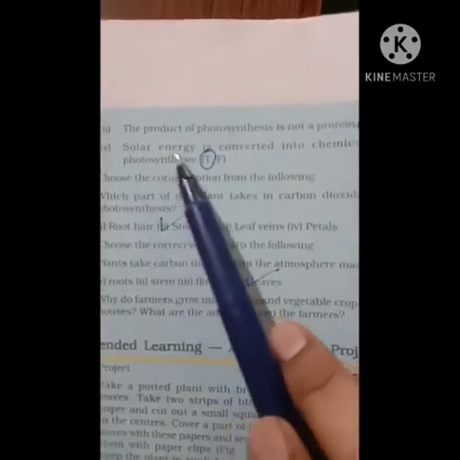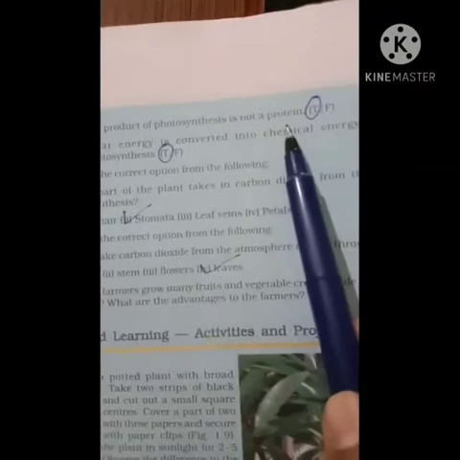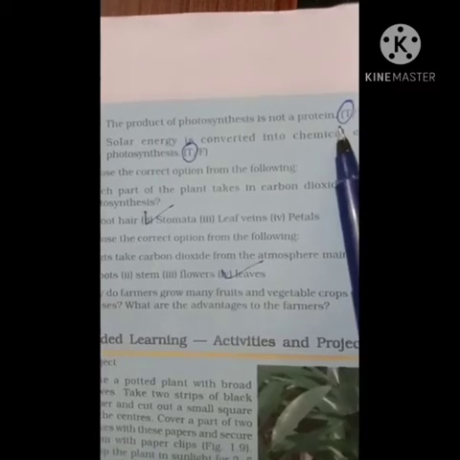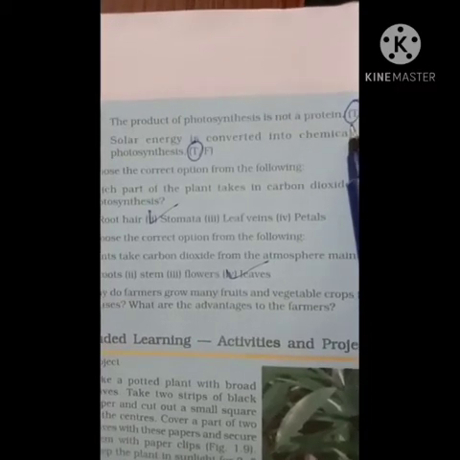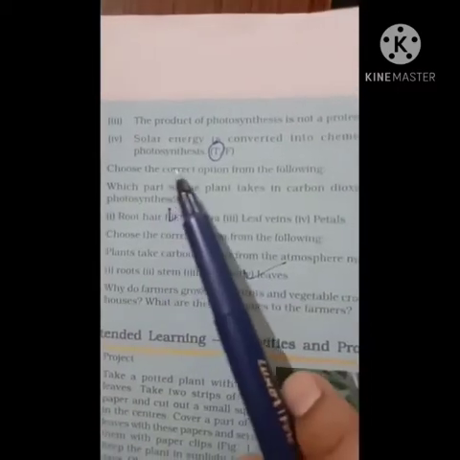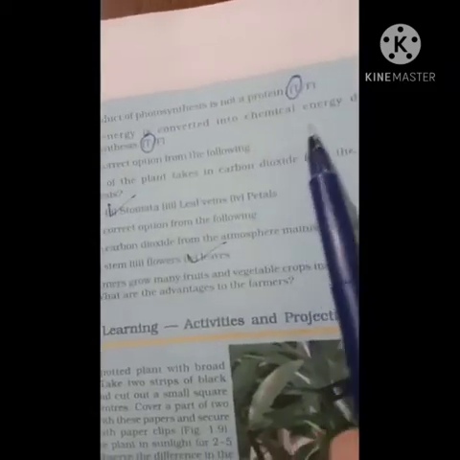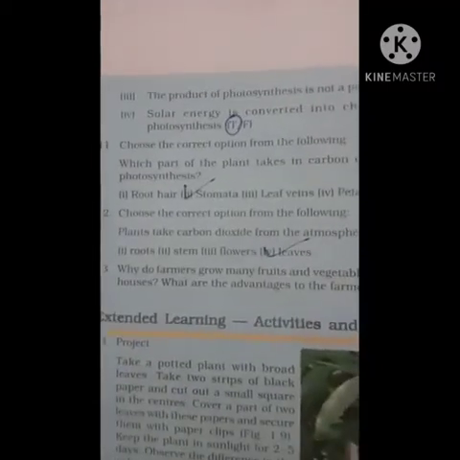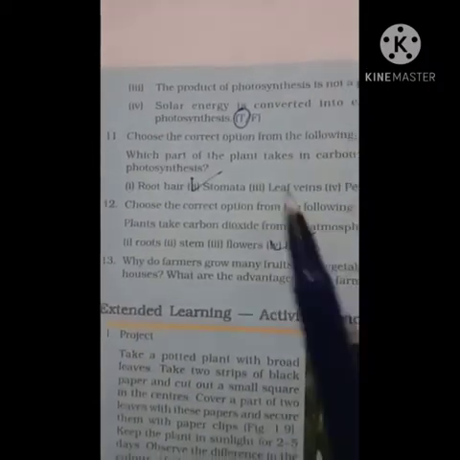Now next question, the product of photosynthesis is not protein. Yes, it is true. The product of photosynthesis is not a protein. By the way, it is starch. The statement is true. Solar energy is converted to chemical energy during photosynthesis. Yes, of course, it is true. Next, we shall look into choose the correct option.